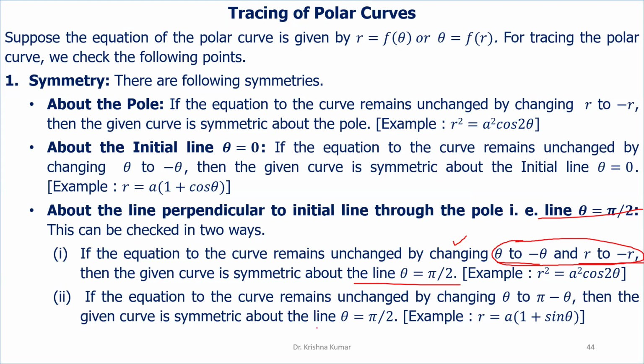That means we replace theta by pi minus theta, and if the equation of the given curve remains unchanged, then we say that the curve is symmetric about the line theta equal to pi by 2. So this is all about the symmetry of the polar curve. Let us go to the second point.